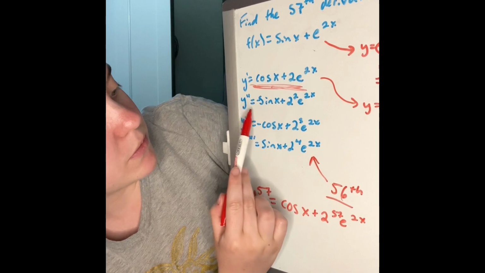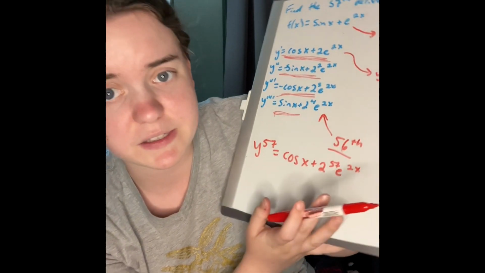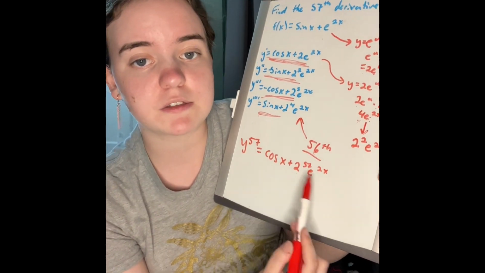And then this would be the 58th derivative, 59th, 60th, etc., etc. And we just put 2 to the power of 57. And there's our answer.